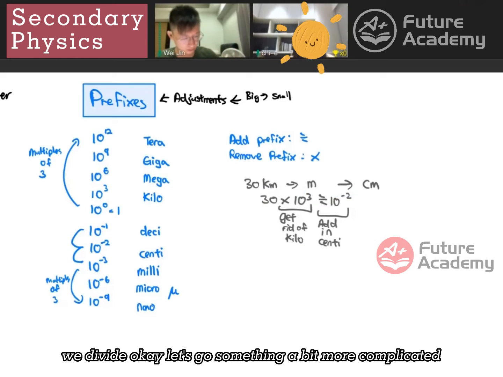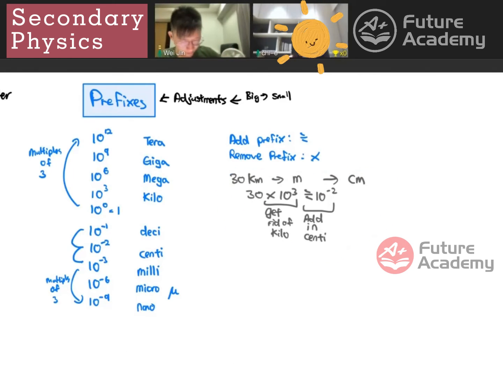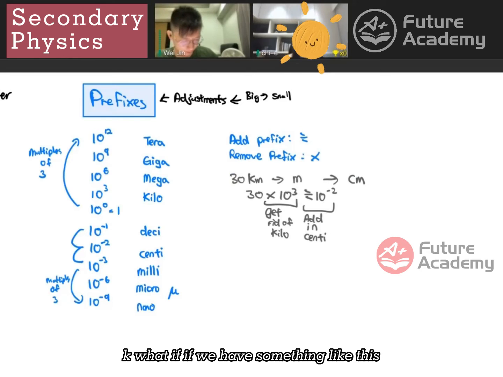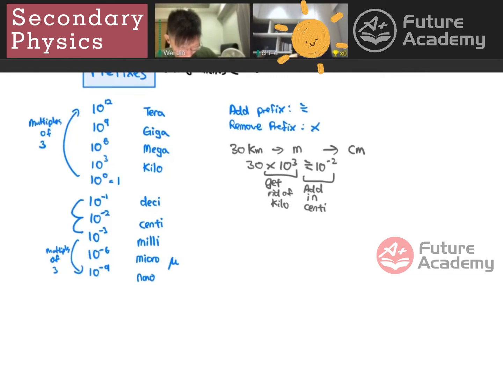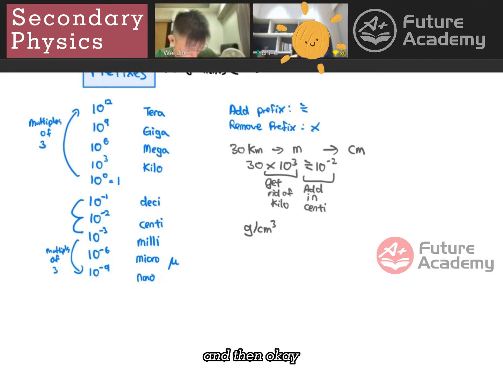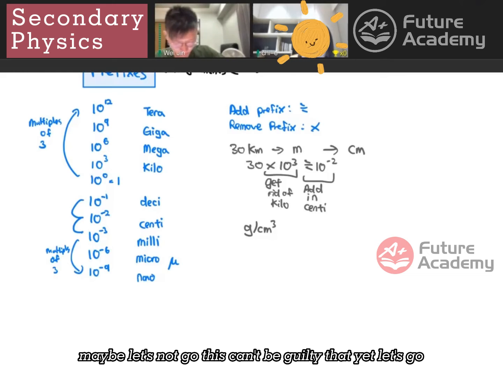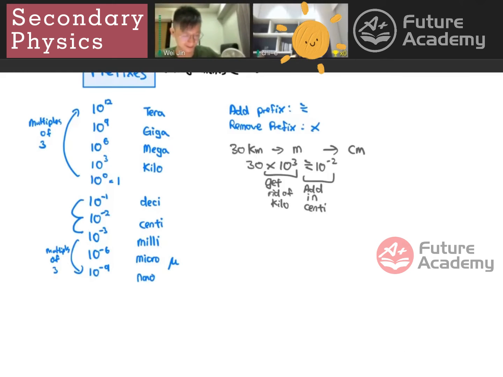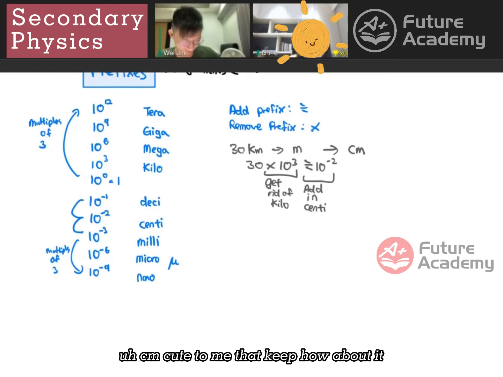Okay, let's go for something a bit more complicated. What if we have something like grams per cm cubed? Okay, maybe let's not go this complicated yet. Let's maybe go from cm cubed to meter cubed. How about it?